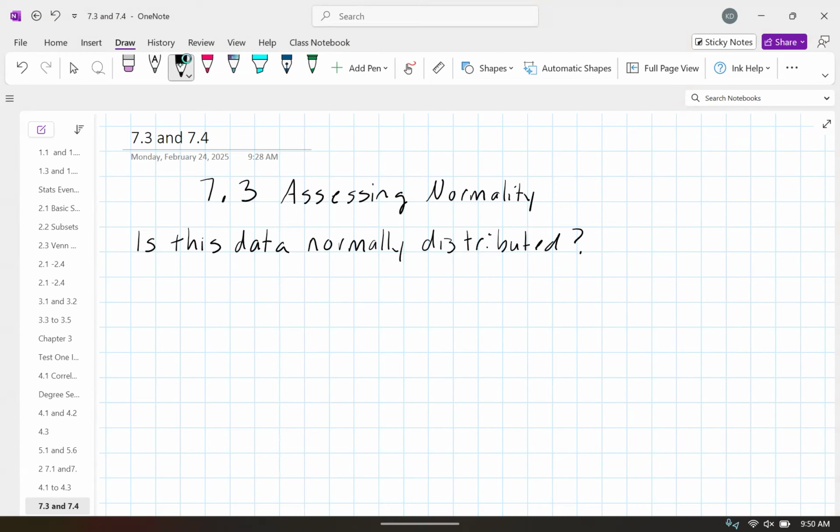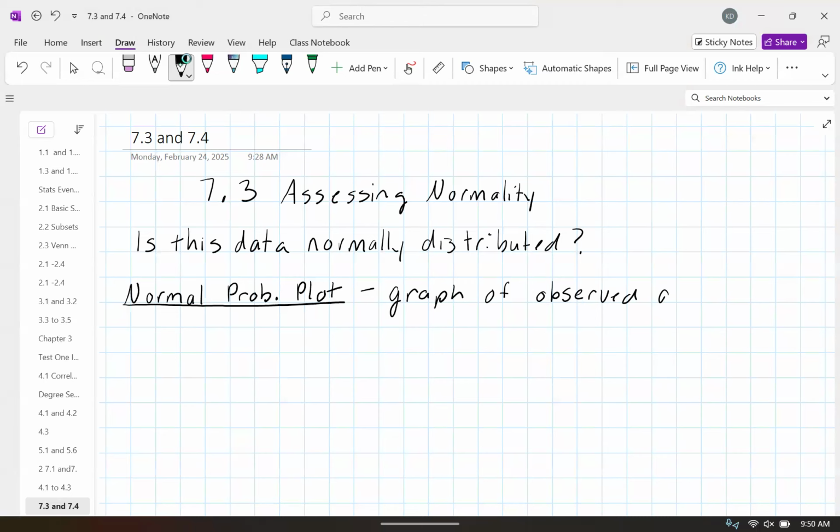All right, a couple terms. Normal probability plot. This is a graph. It'll be a scatter plot graph of observed data and their expected normal scores.